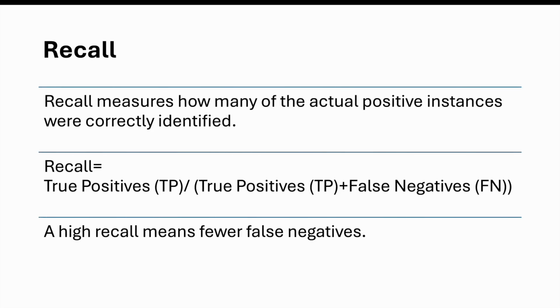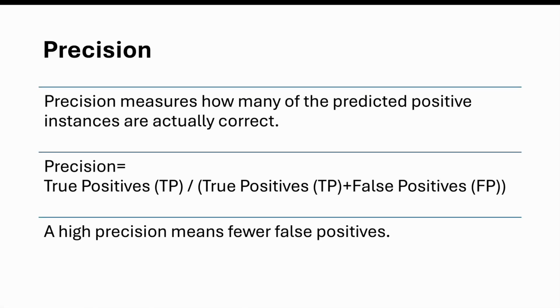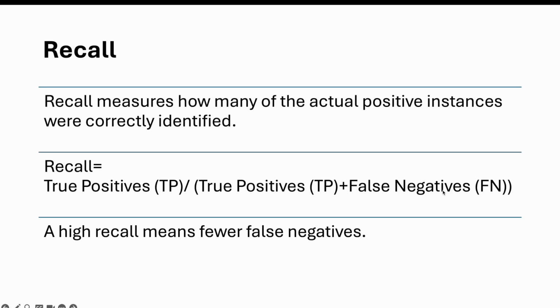Now the recall formula. Recall measures how many of the actual positive instances were correctly identified. It looks the same, right? If you go through the definition, it looks the same, but it is not the same. Recall equals true positive divided by true positive plus false negative, and high recall means fewer false negatives. So what is false negative, what is true negative, and what is the difference between these two? In precision, it is the same formula, only the false positive part is there, and in recall, only the false negative part is there. So now what are true positive and false negative?